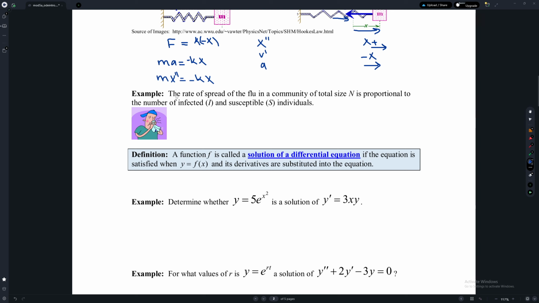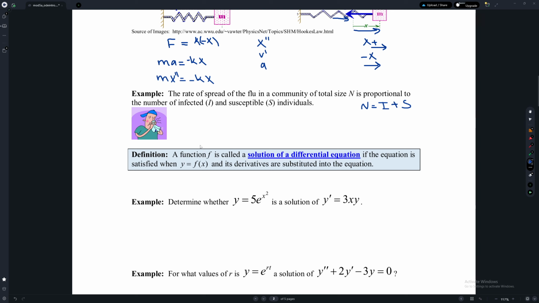The rate of spread of the flu in a community of total size n is proportional to the number of infected and the susceptible individuals. So, n is proportional to the number of infected and the susceptible individuals. This is our equation number one.